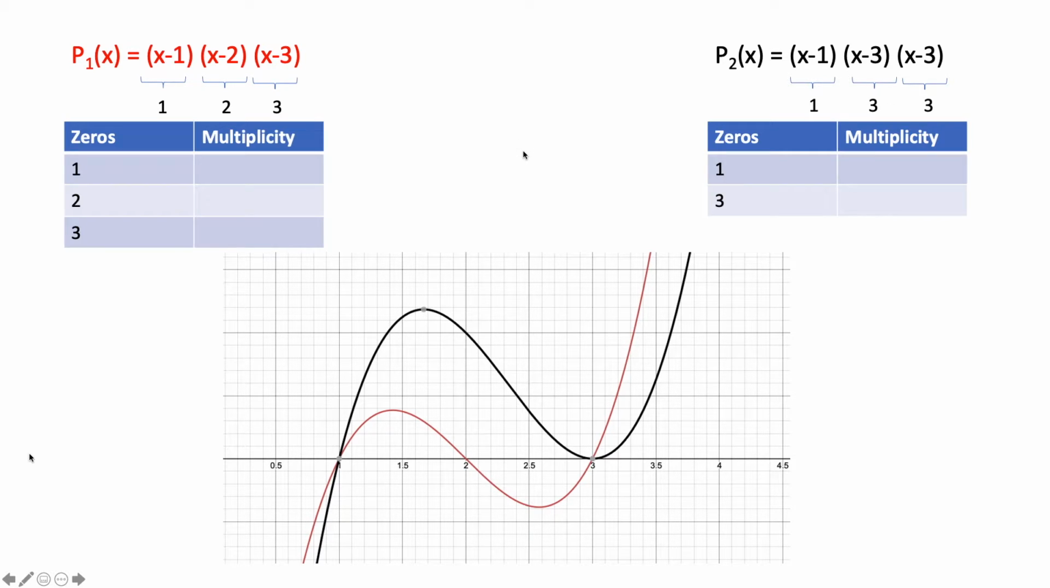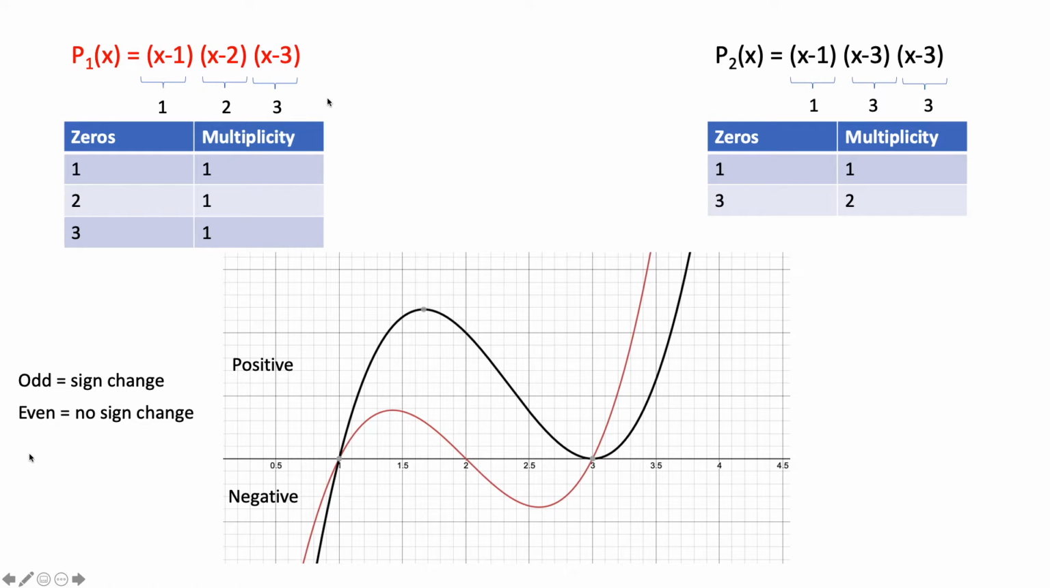We can put a basic table together, write out our zeros, and have a column for multiplicity. We can do the same thing over here, but you can see we've only got a 1 and a 3, so we can write those in. When we fill in our multiplicity column, there's one of the 1s, one of the 2s, and one of the 3s. So for each of these the multiplicity is 1.